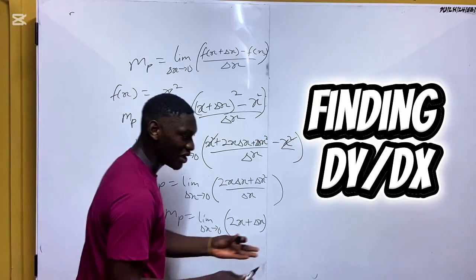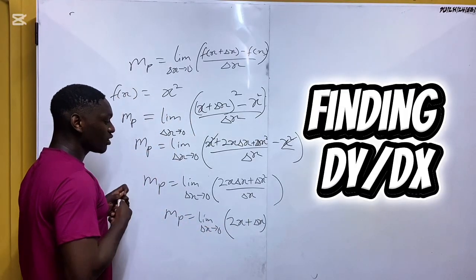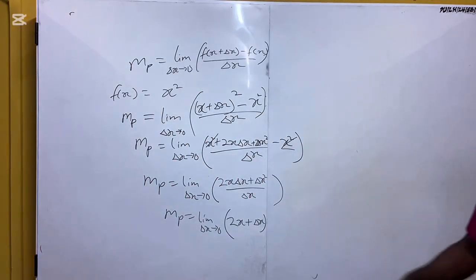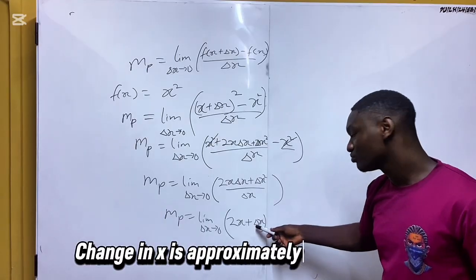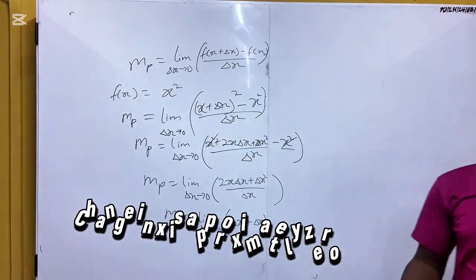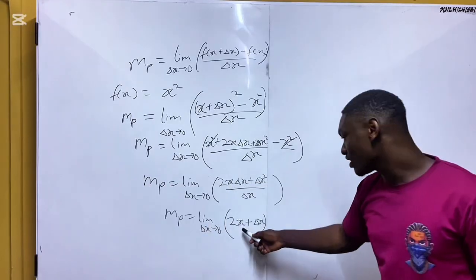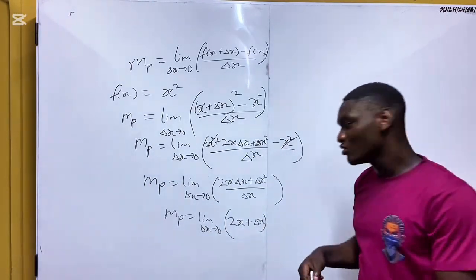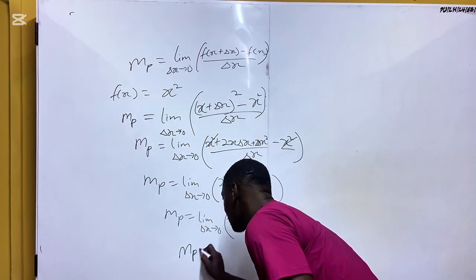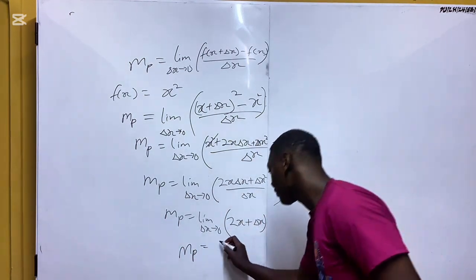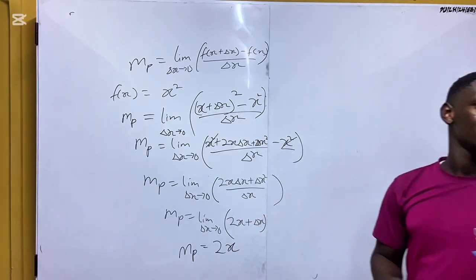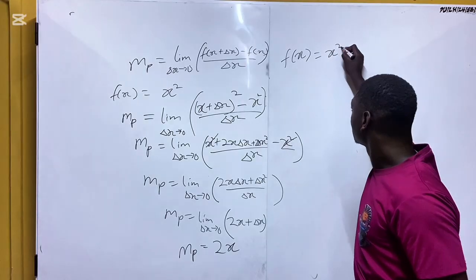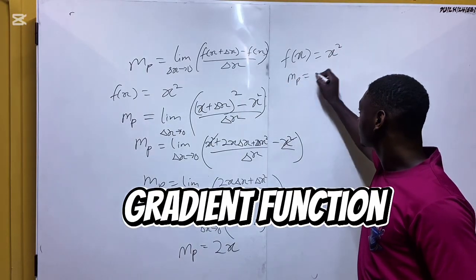Right? We are not getting to 0, we are approaching 0, right? But here, to evaluate this at this final point, we just say that if change in x is approaching 0, we assume it to be 0, even though it's not 0. But it means that 2x plus whatever tiny value that is approaching 0 will still be approximately 2x. So we say that the gradient function of any point p is 2x. So for a curve f of x equals x squared, the gradient function is 2x.